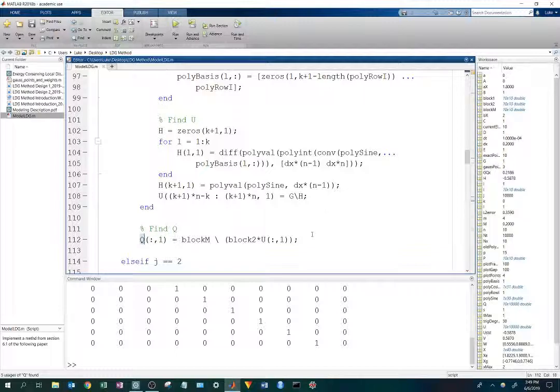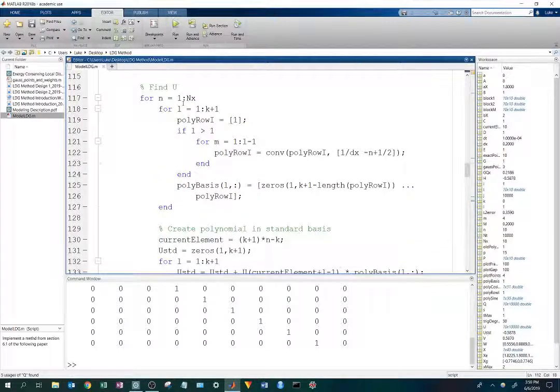Now we move on to the second point. This is the other one that we had to deal with manually. And now we build a polynomial basis again. Now the next thing we do is we create the polynomial for u, and we do it in the standard basis.